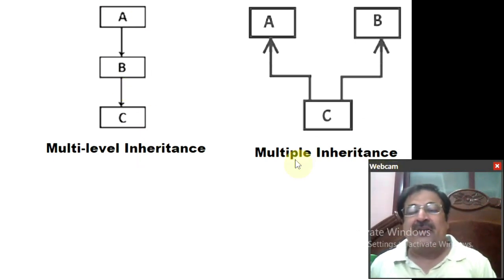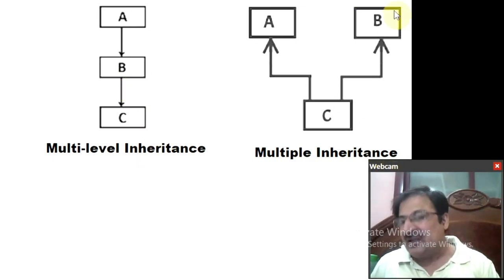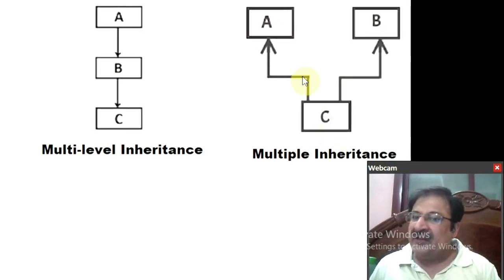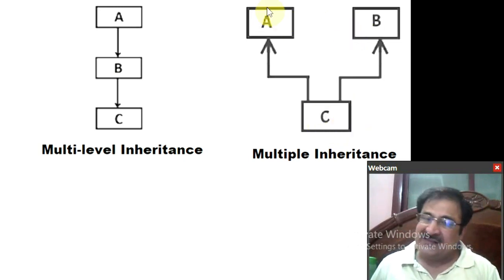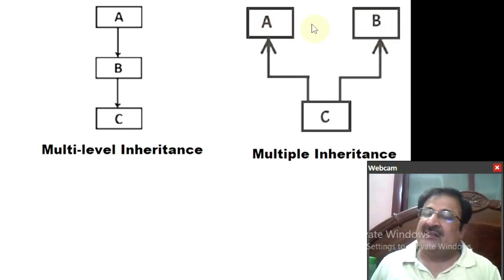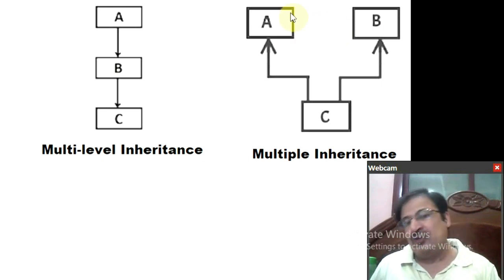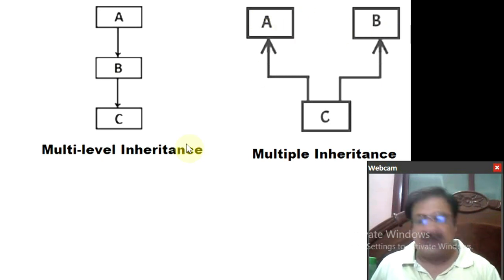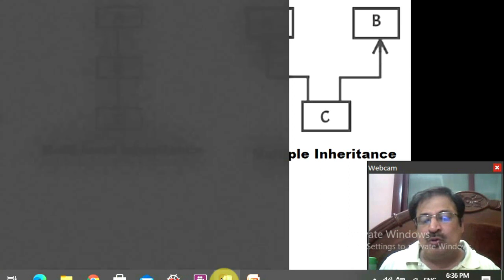Now this is multiple inheritance. There are 2 independent classes with certain attributes and functions. This C class is inheriting the A class as well as B class. There is no relation between these 2 classes, right? So the object of C class can access the attributes and functions of A class and also the attributes and functions of B class. But B class won't be able to access the attributes and functions of A class because there is no relation between these 2 classes. We'll understand the concept through programs.